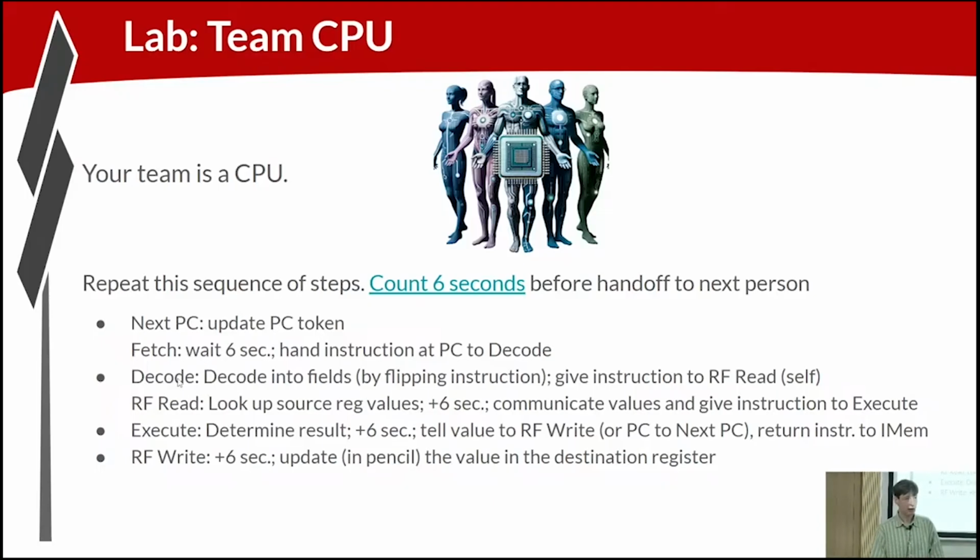The next stage is decode, so you can decide amongst yourselves who's going to be what stage. The decode stage, we're not going to do the actual work of decoding. We'll take the shortcut and just flip the card. So for the decode stage, flip the instruction card over to show the human readable form of it. And then decode hands off to register file read.